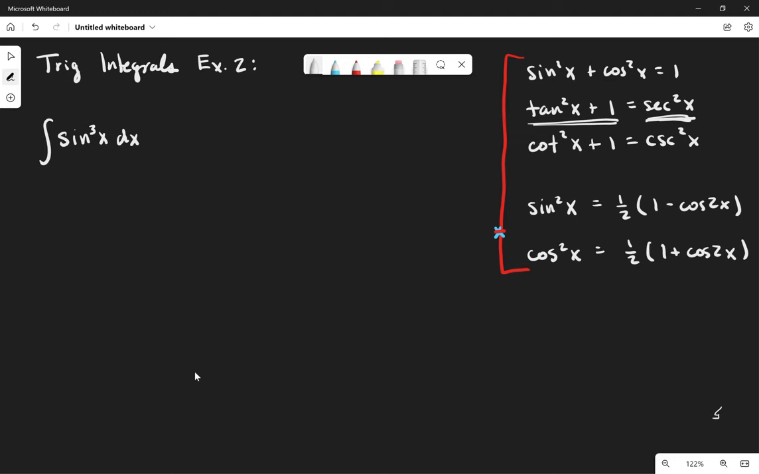Okay, here we go with the second example video for trig integrals. And here we have the integral of sine cubed x dx. So the tricky part about this integral is that there really isn't an obvious way to choose what your u sub is, because all you have is sines.